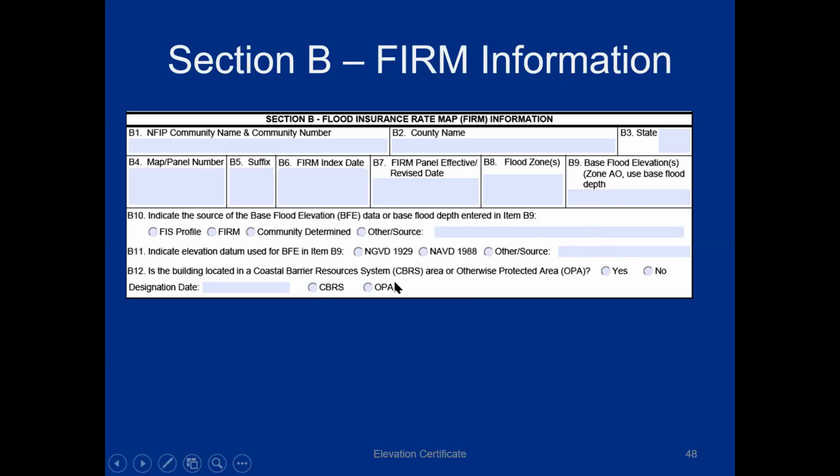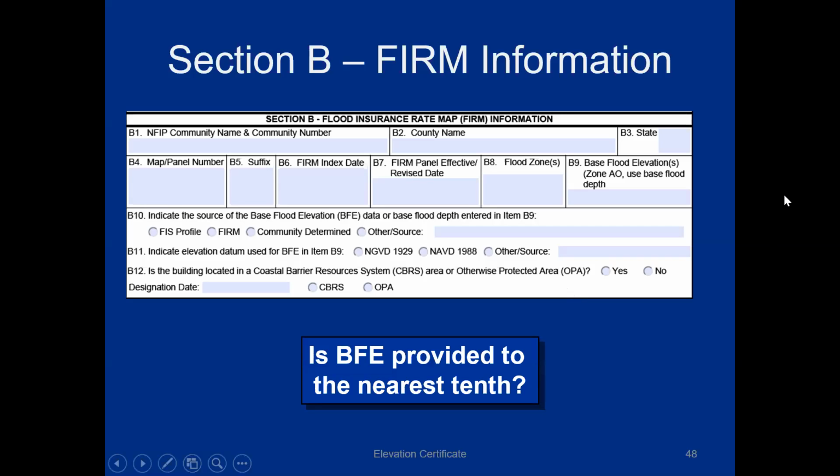And is it located in a CBRS or otherwise protected area? You can get that off the flood insurance rate map panel, or if you use the map service center, you can get that information there. BFEs should be provided. In fact, all of your elevations should be provided to the nearest 1/10 of a foot. And I very often see elevation certificates filled out to the 100th of a foot, and that would be incorrect. I said it before, read the instructions. The instructions will tell you that those are supposed to be to the nearest 1/10 of a foot.